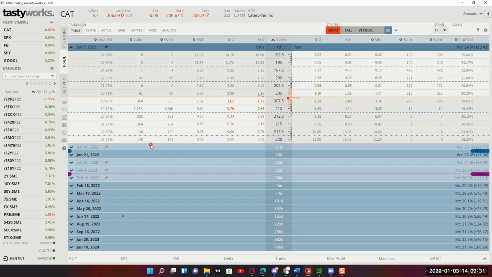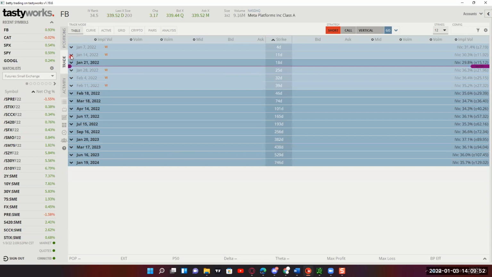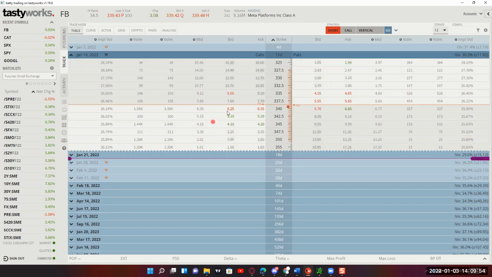So here's Caterpillar. That's a pretty popular name. $10 spread, $5 of slippage. It's not that bad, but look, we're only going 4 days out, and in a day trade, that's what a lot of us do. How about we go 11 days out? What's the slippage look like? What if we went back to Facebook or we went to Google?